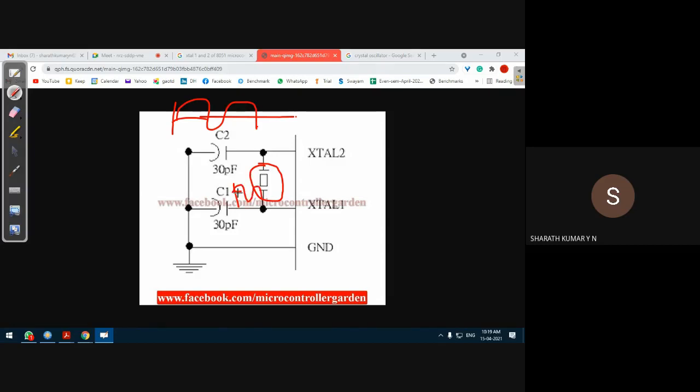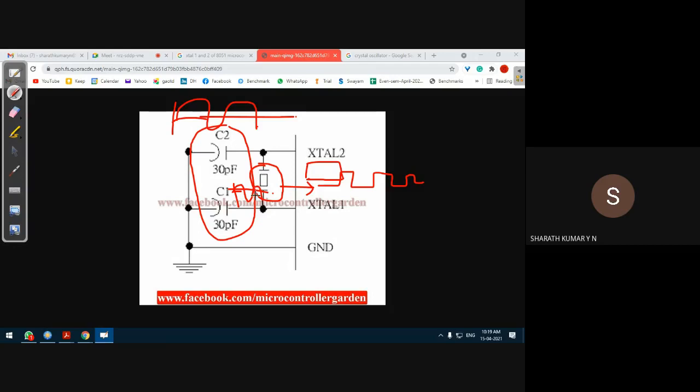This has to be converted into what is known as clock pulses. Who does this conversion? That is done by the oscillatory circuit available as part of the microcontroller, which is not visible here. For this conversion purpose, these two additional 30 picofarad capacitors are used. They act as filters.